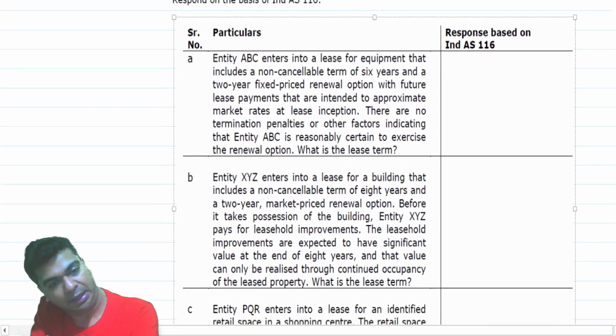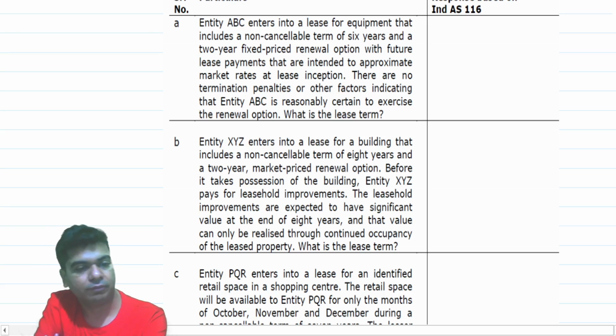Respond on the basis of Ind AS 116. Okay.